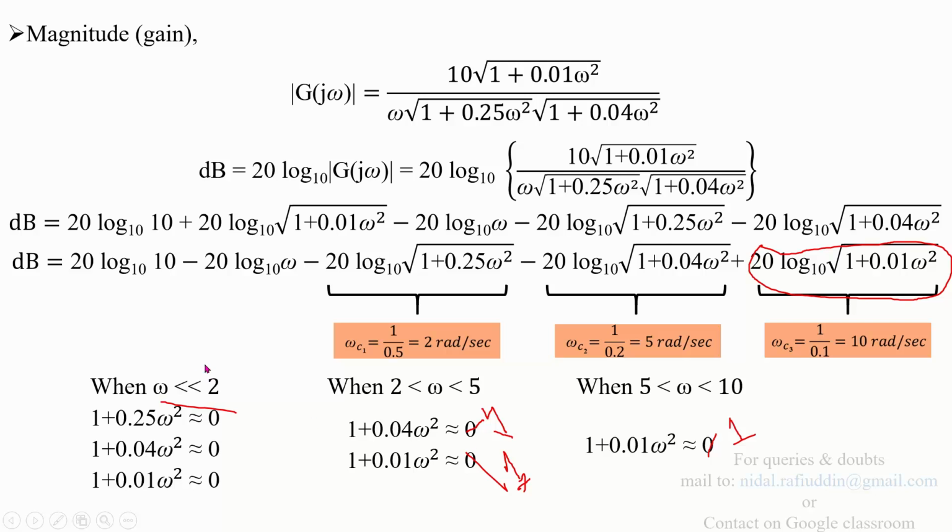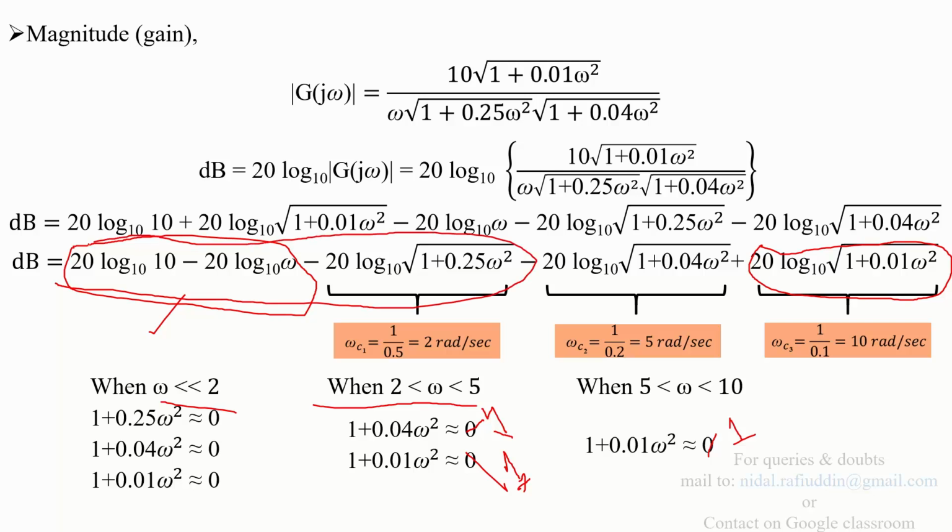Now we'll be plotting corresponding to each of these different ranges of omega. So for omega much less than 2, we were left with only this expression, and all the terms were eliminated. So we'll look into the plot of this particular expression. Then for omega lying between 2 and 5, we were left with this expression, and we look into how the plot for this particular term looks, and so on.